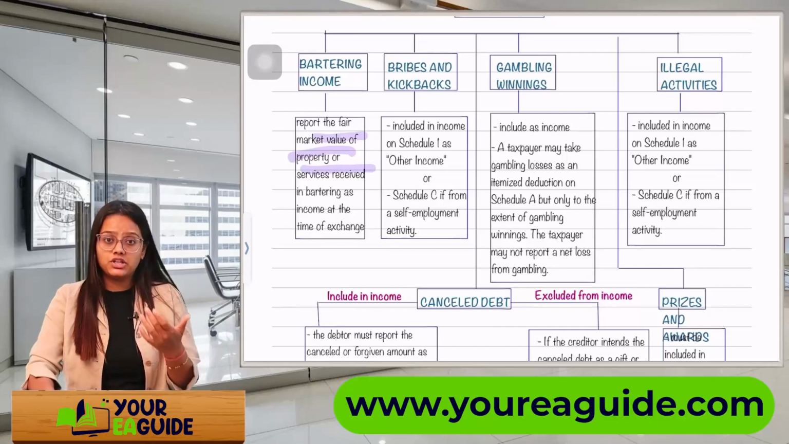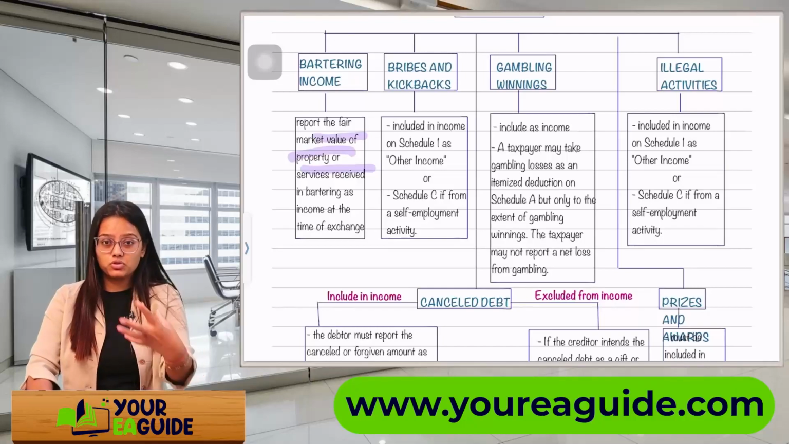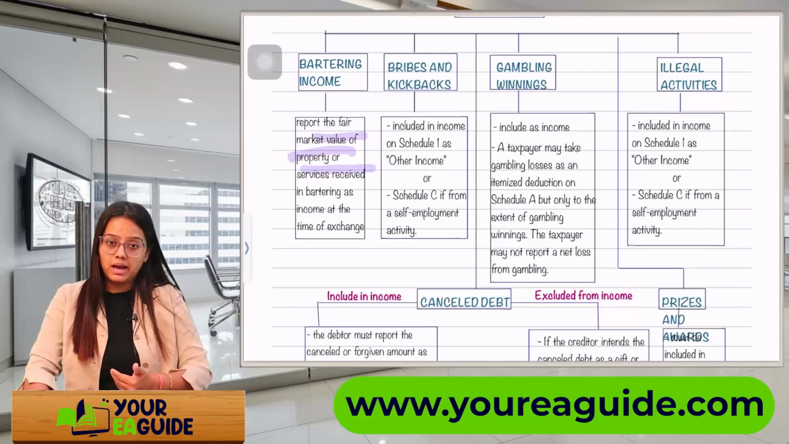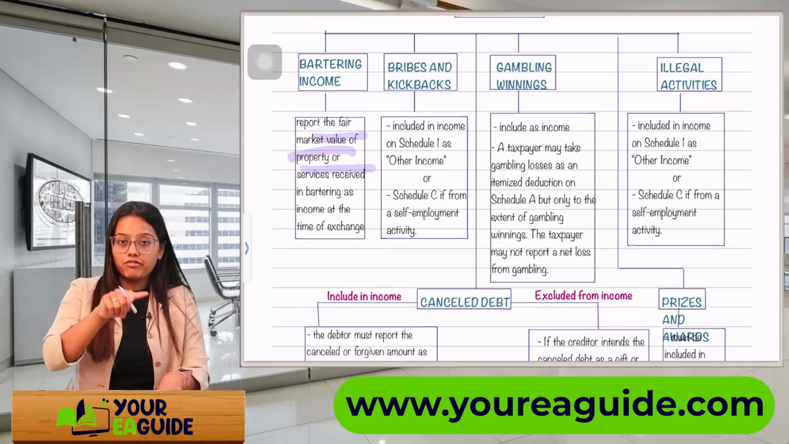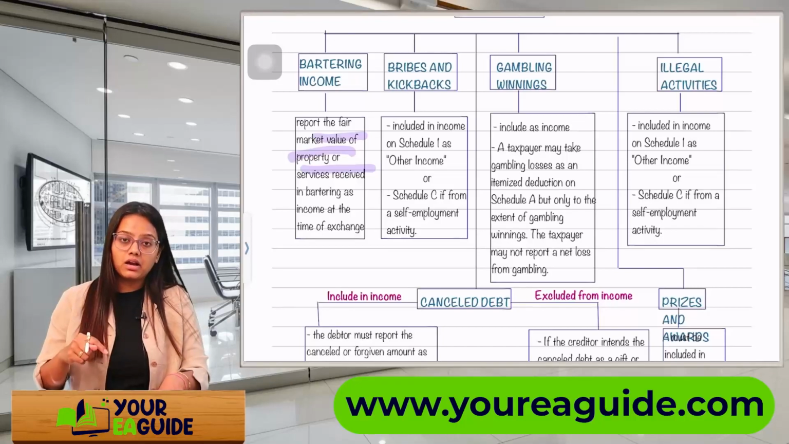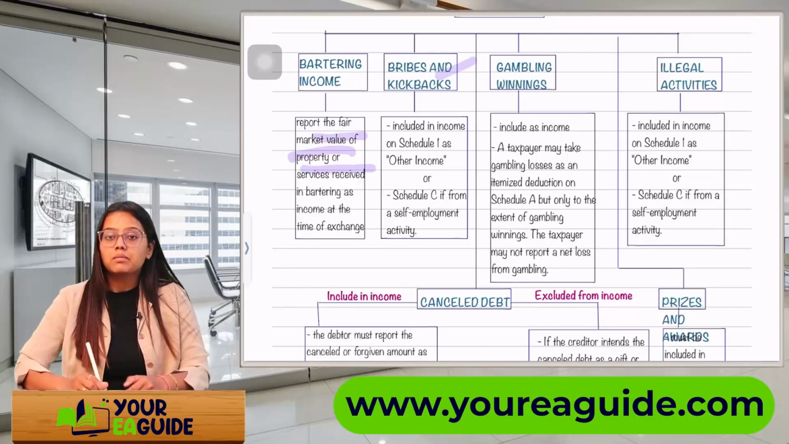Report the fair market value of property or any service which I am receiving in bartering as an income at the time of exchange. Let's say I'm going to provide coaching classes to one of the students, and he has a laptop business and is going to give me the laptop against that coaching fee. So whatever I am receiving, take the FMV of that, that will be my income. That will be my income from providing the services.